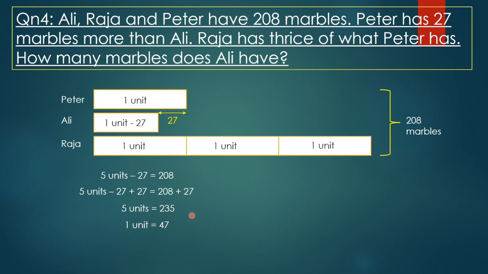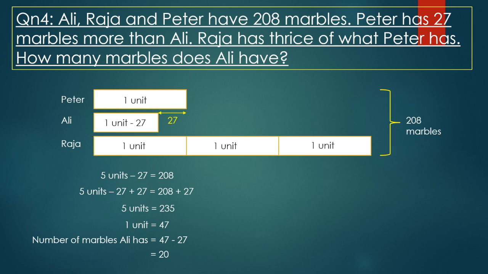So 1 unit equals to 235 divided by 5 and that gives you 47. So 1 unit equals to 47 marbles. And how big is Ali's rectangle? It's 1 unit minus 27. So number of marbles that Ali has is 1 unit, that is 47, minus 27 equals to 20. So Ali has 20 marbles.